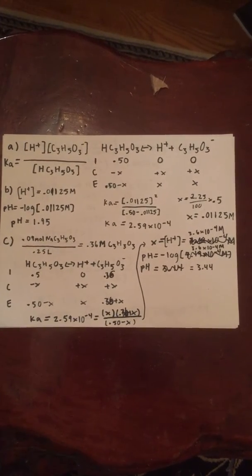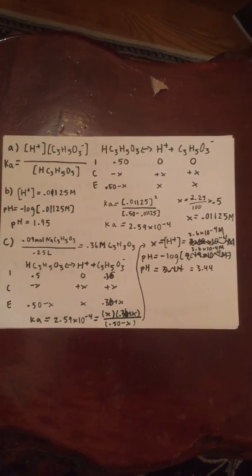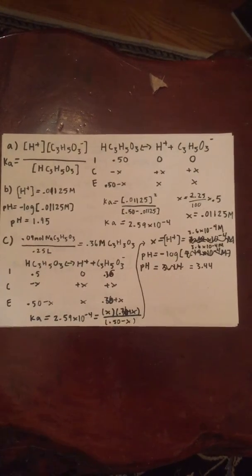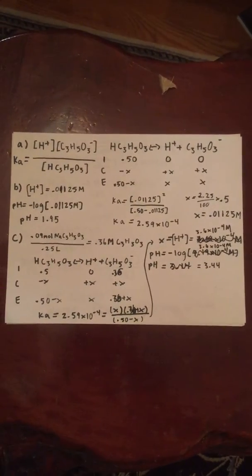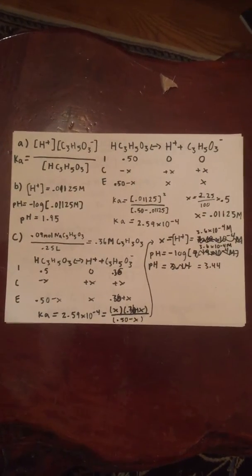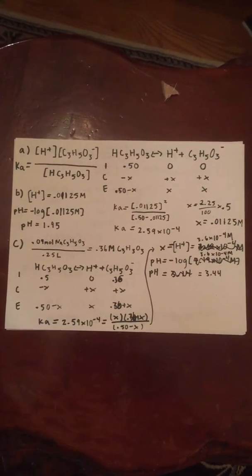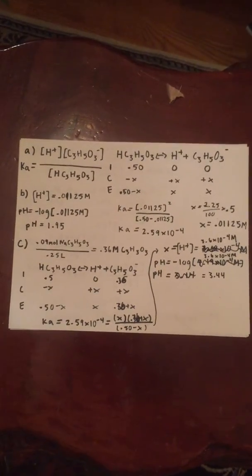molarity. So you use that for X, which would be 0.01125 squared over 0.50 minus your X value, which is 0.01125. And then you use that to solve for your Ka and you get 2.59 times 10 to the negative 4. Part B, calculate the pH of 0.5 molarity HC3H5O3.